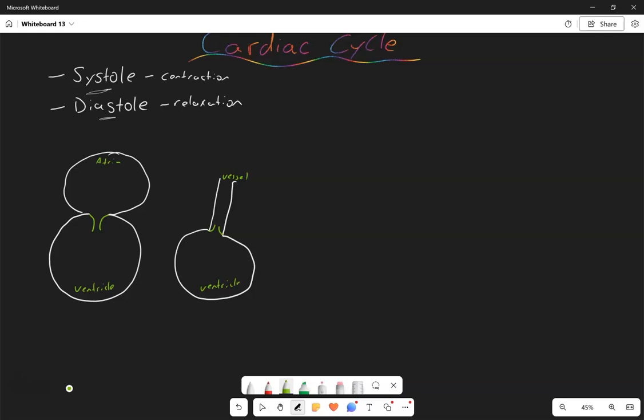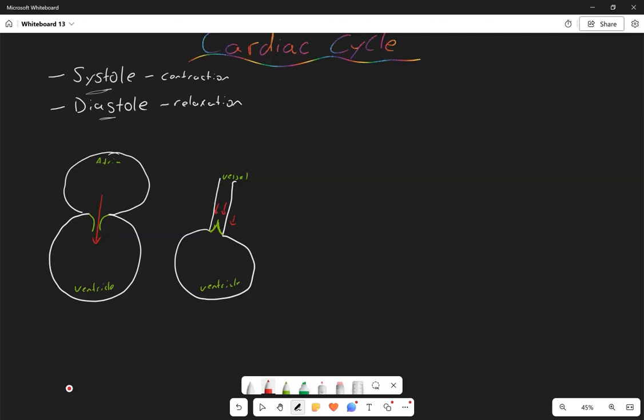Now, when we start, we will start with the heart in a relaxed state. When the heart is in a relaxed state, this valve is open. The AV valves are open, and the blood will flow from the atria to the ventricles following gravity. When the heart is relaxed, the SL valves are closed because blood is being pulled in that vessel by gravity downwards. So we have a force pushing down on those vessels to close the valves.